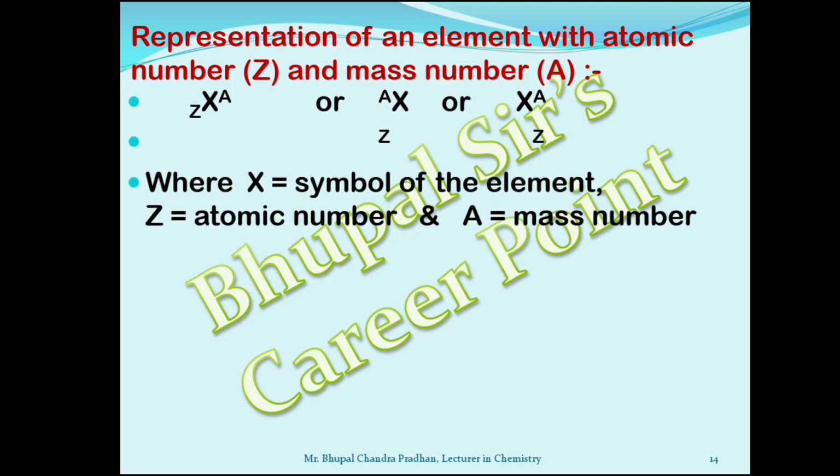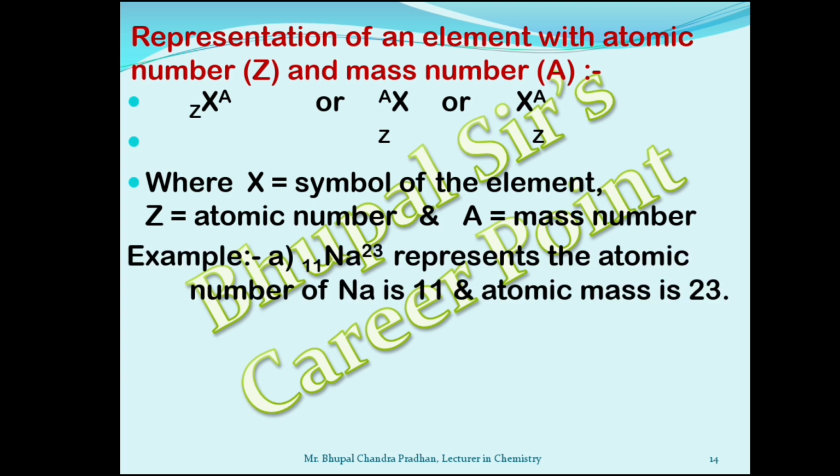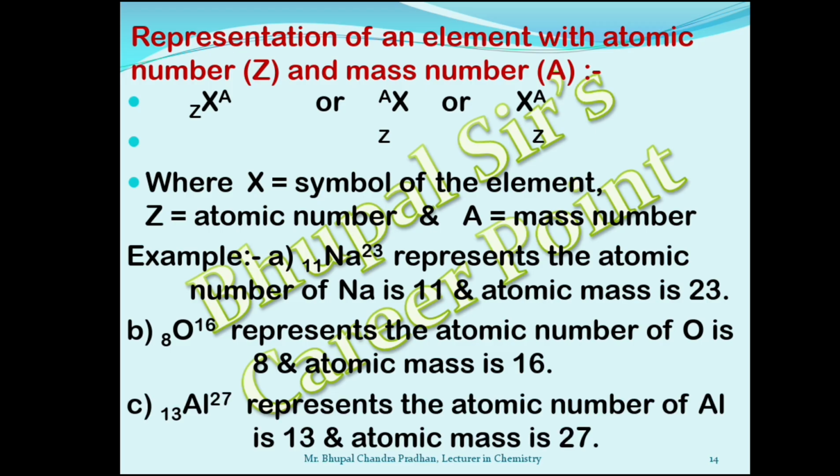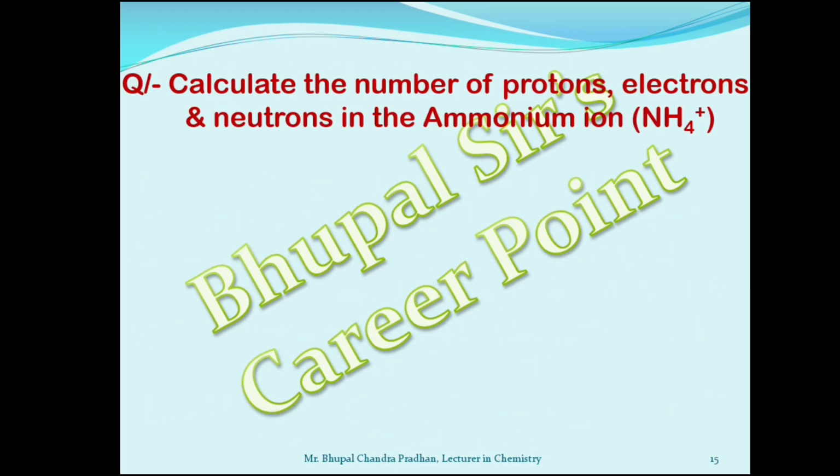Where X is equal to the symbol of the element, Z is equal to the atomic number and A is the mass number. Example: sodium 11, 23 represents that the atomic number of sodium is 11 and the mass number of sodium is 23. Oxygen 8, 16 represents that the atomic number of oxygen is 8 and the mass number is 16. Aluminum 13, 27 represents that the atomic number of aluminum is 13 and the mass number is 27.